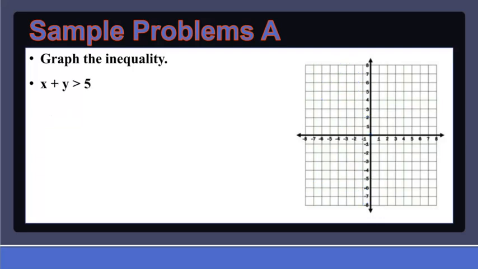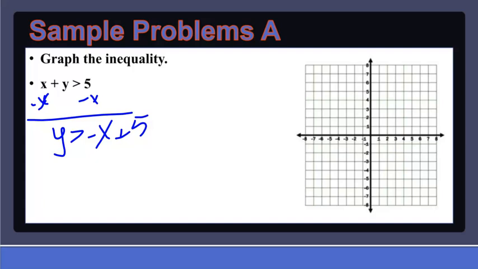Next, graph this one. Here I need to subtract x on both sides. And now I'm left with y is greater than negative x plus 5. Plot the point, so I have a point at 5 on the y-axis. It has a slope of negative 1, so that means down 1, right 1. So it just keeps going down this direction, or it goes up to the left. Now it does not have the equal to, so this is going to be a dashed line.